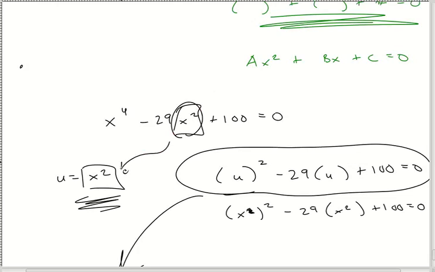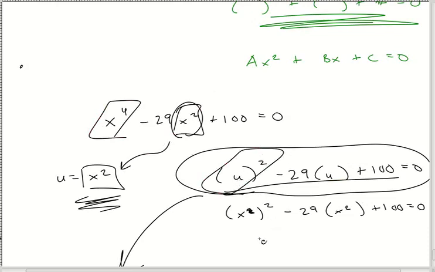Look at the middle term. There you go. You're always going to have this format. So instead of whatever you had, just put a u squared. Instead of whatever you had, put a u. That's it. And you solve.